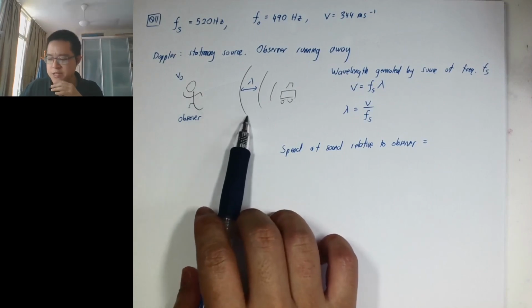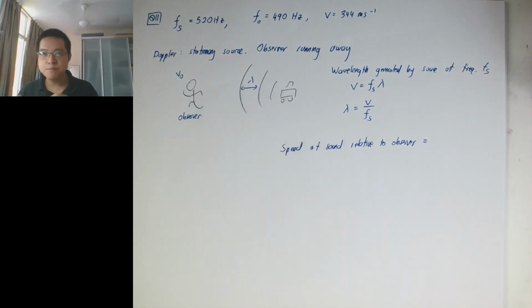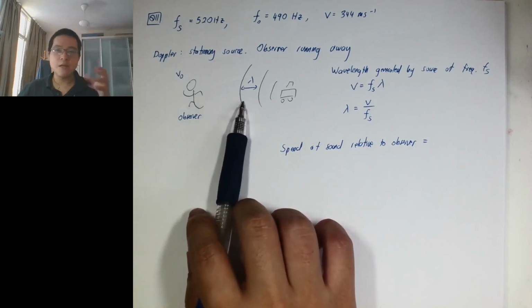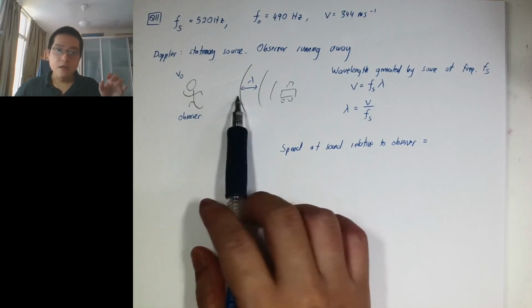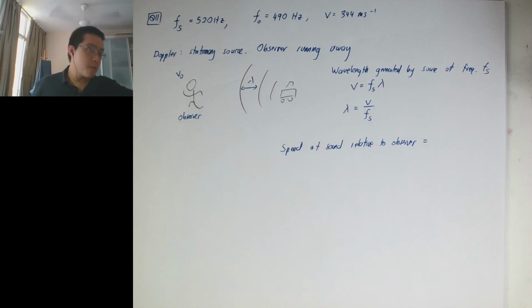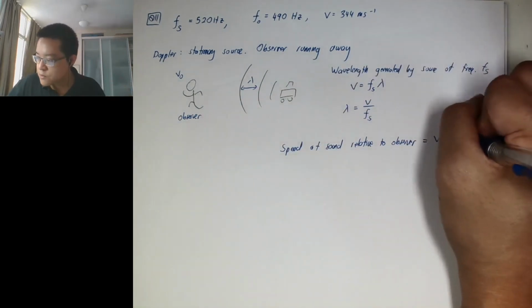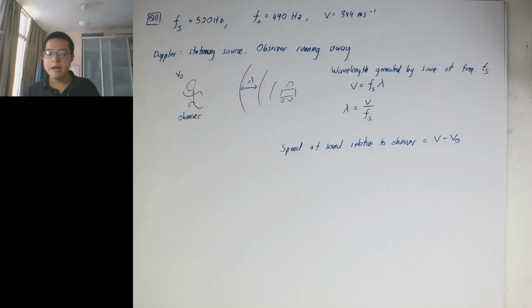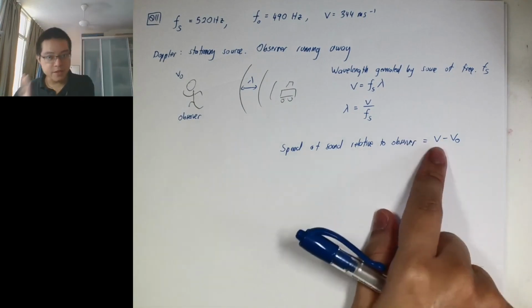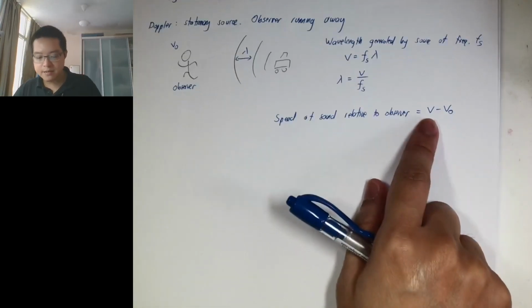Usually, I try to avoid memorizing because every time I memorize plus or minus, I always get the wrong result. But if I think about this situation, I will avoid making mistakes. The sound is coming this way and you are running away from the sound, so the speed of sound relative to you should be reduced. This is how I decide to put in a negative sign. So V minus V0. If you are running towards the sound, then the sound comes towards you faster, so you add. But if you're running away from the sound, then it is reduced. So that's how I decide to put a minus there.